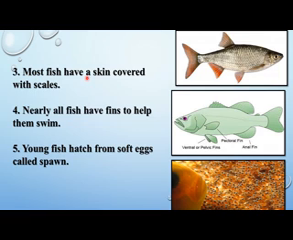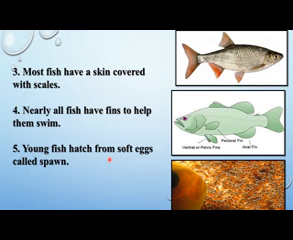Then, most fish have skin covered with scales. Look at this, all the body of this fish is covered with scales. Scales protect their body and skin. Nearly all fish have fins to help them swim. Look here, all these are the fins. There are different kinds of fins like pelvic fins, pectoral fins and anal fins. With the help of these fins, fish swim in water.